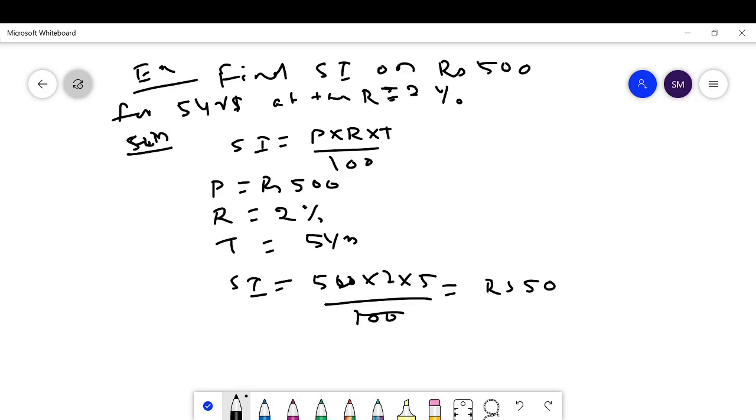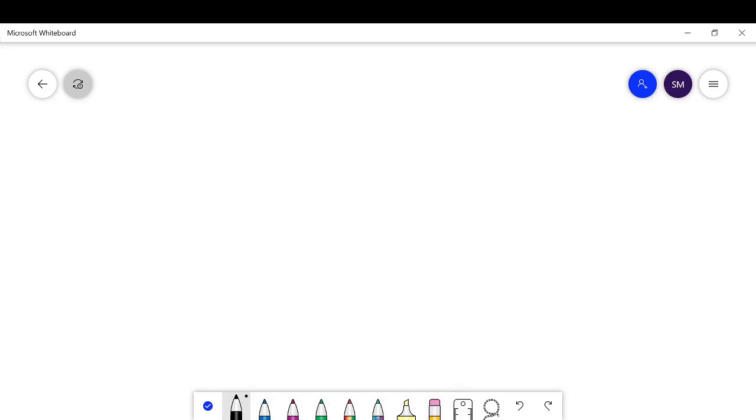Next question. Find the amount. What is amount? Amount is equal to principal plus simple interest. Here we have to find the amount for the investment.